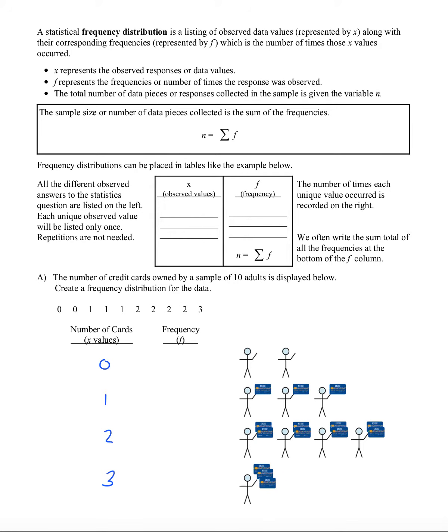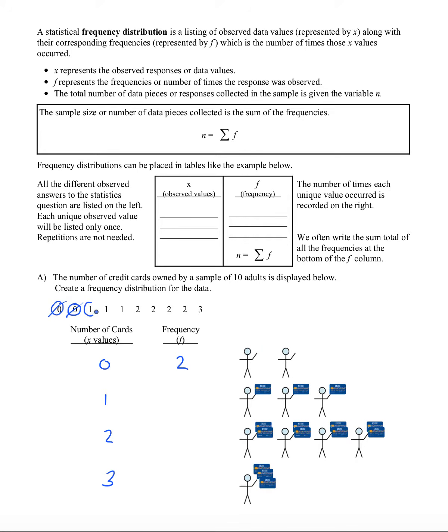In a frequency distribution, we don't have to write repetitions. We'll keep track of that in the frequency column. So how many zeros do we have? I count 2. I'll cross those off so that I know that I already accounted for them.